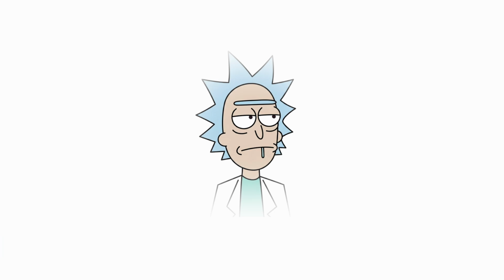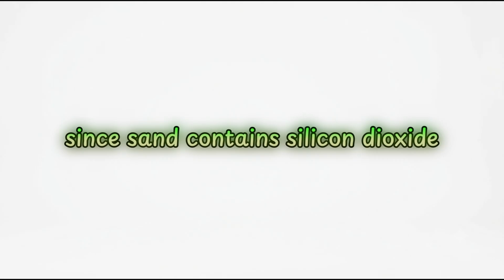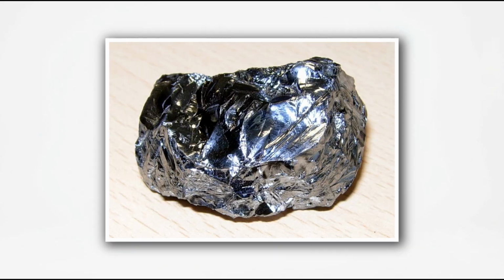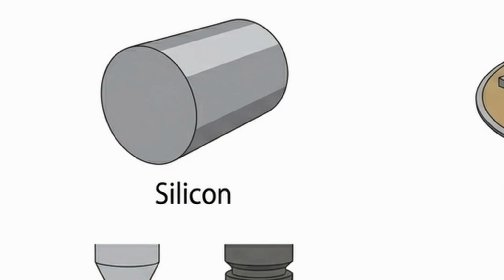Welcome to Sector Explain. Silicon. Every processor begins as ordinary sand, since sand contains silicon dioxide, and that silicon must be purified to an almost impossible level before it can carry electricity in a controlled way. Engineers melt this purified silicon and grow it into a single, flawless crystal shaped like a long cylinder, known as an ingot. That ingot is then sliced into thin, mirror-smooth discs called wafers, and each wafer becomes the foundation on which hundreds of chips will eventually be built.